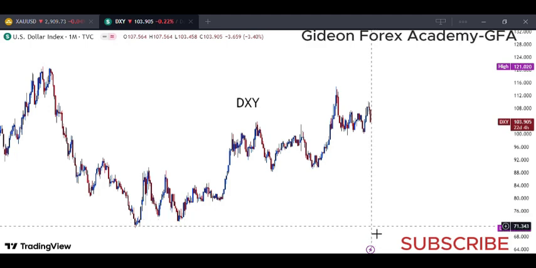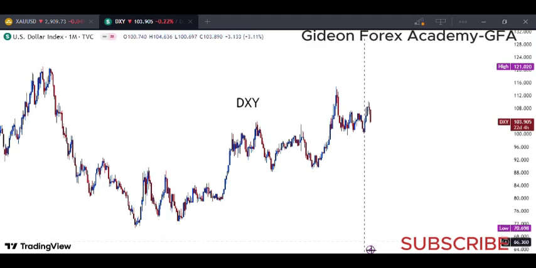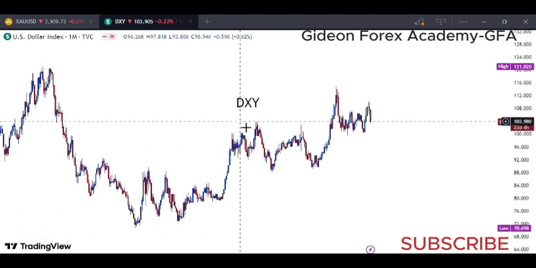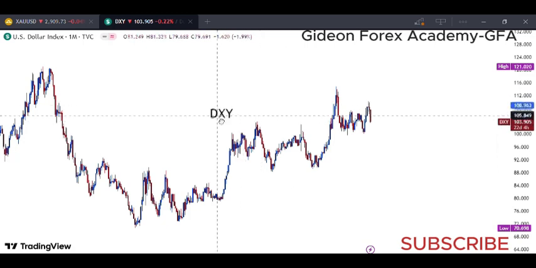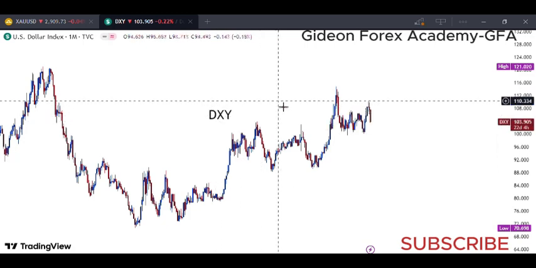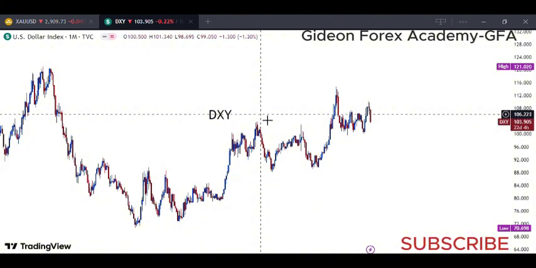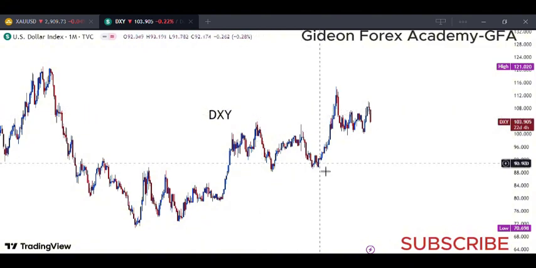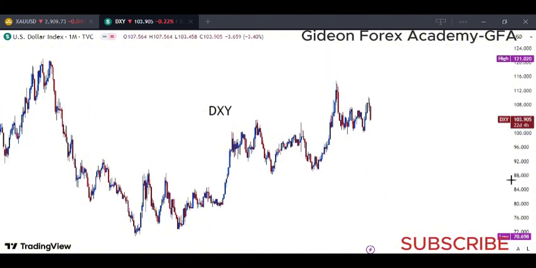Right, guys, so this is the DXY. For those who don't know, this is an index that measures the performance of the dollar in the market. So right now we are looking at an uptrend. This is a monthly time frame. We're just projecting to see what is really happening in the market.